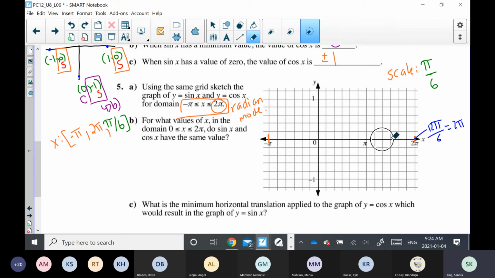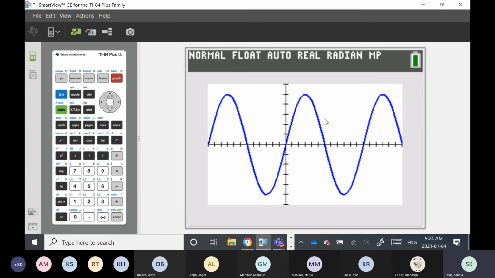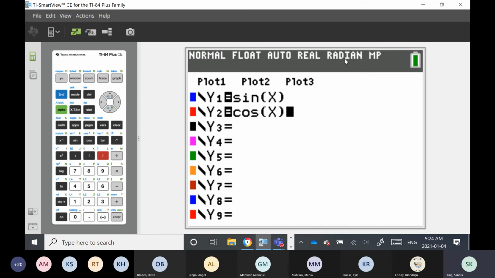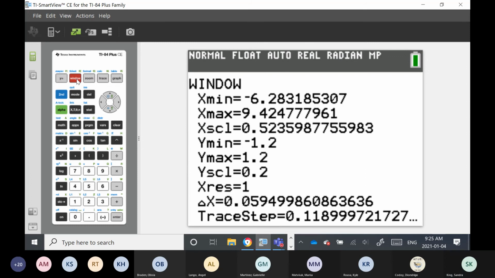So let's do this one together. We're not going to sketch it. We're just going to punch in y1, y is equal to sine of x. In y2, y is equal to cos of x. We're going to make sure we're in radian mode, and we're going to change our window to this. We've already got our y window in there. Okay, so take out your calculator. I've got y is equal to sine of x. I'm going to put in cos of x. I'm in radian mode. And they want me to do my window now. And the window we said was -pi.